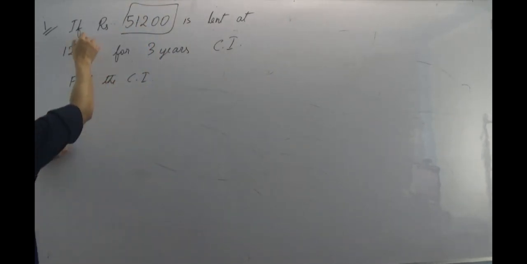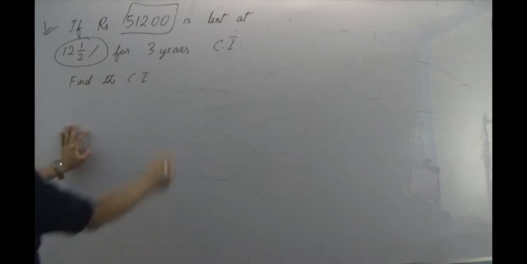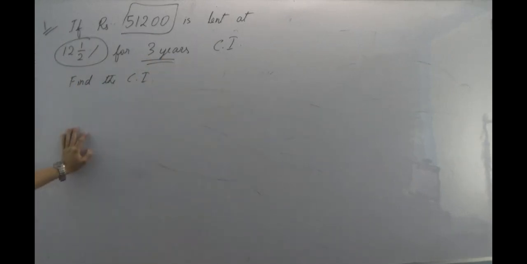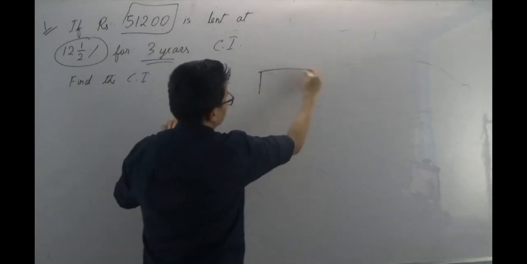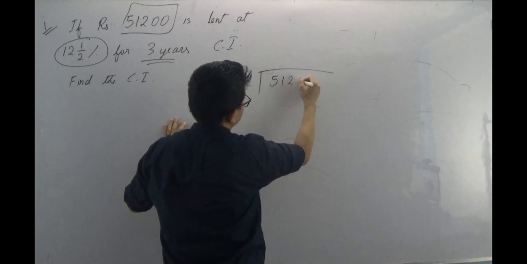51,200 at a rate of 12.5% for 3 years. Find the total compound interest.